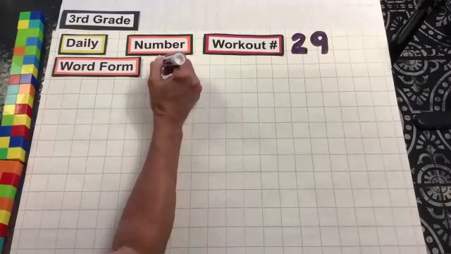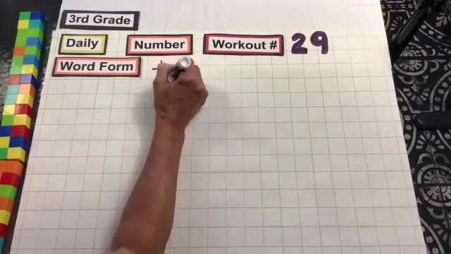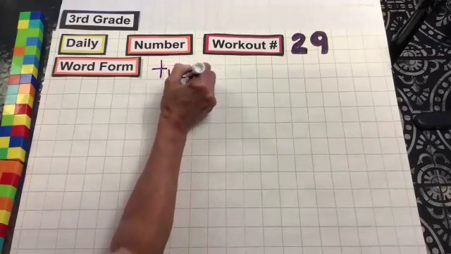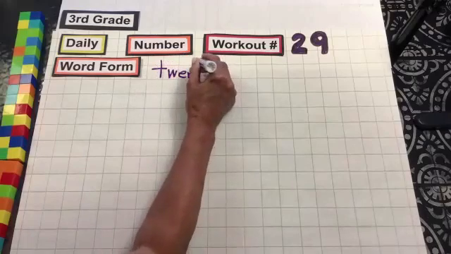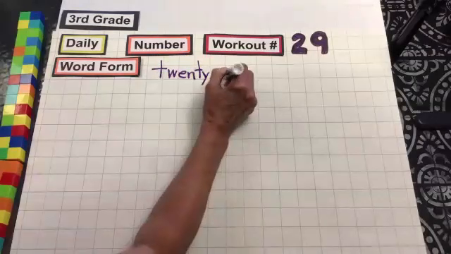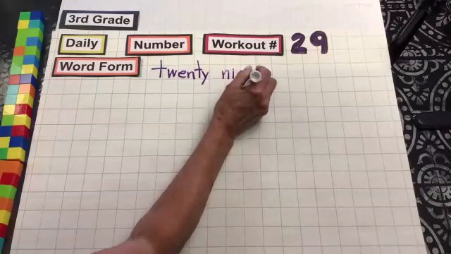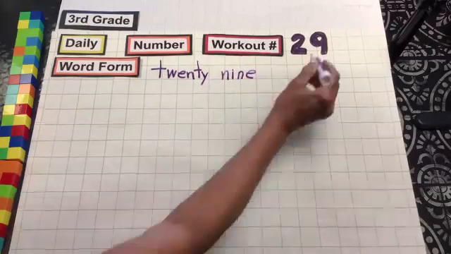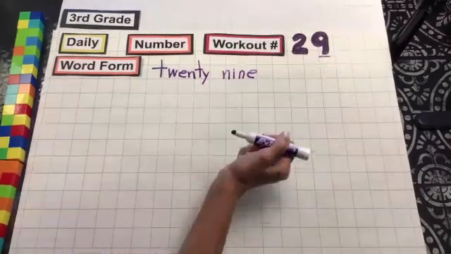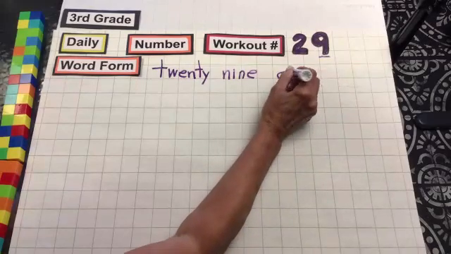So we're talking word form first. So writing twenty-nine is our number today. And because it ends with a 9 in the ones place, we know it's an odd number.